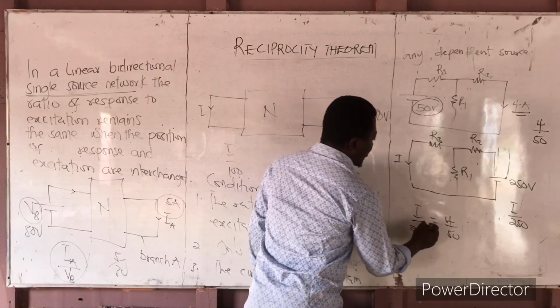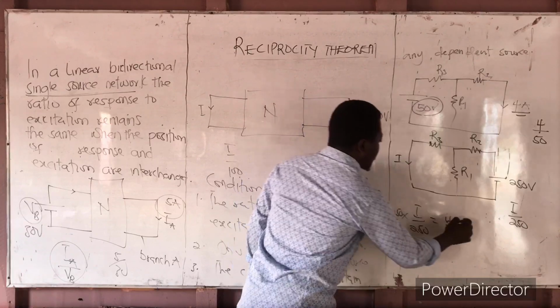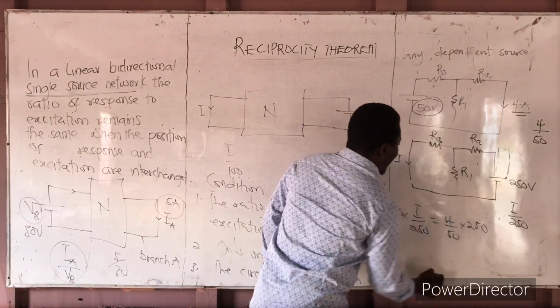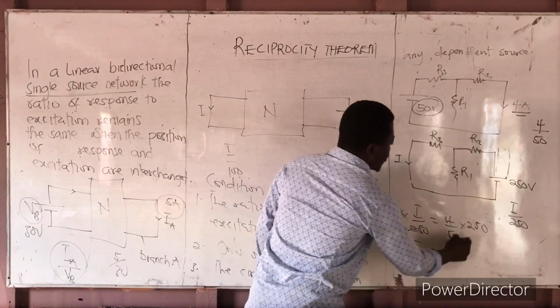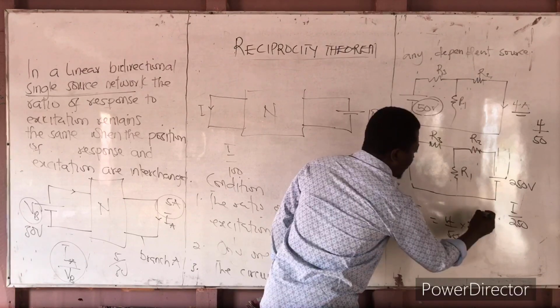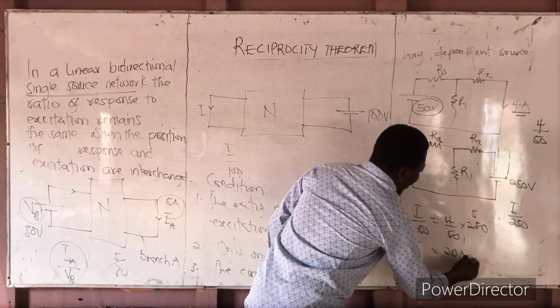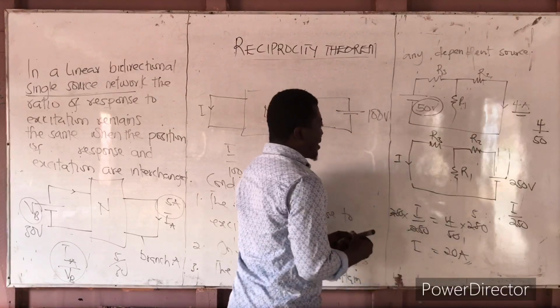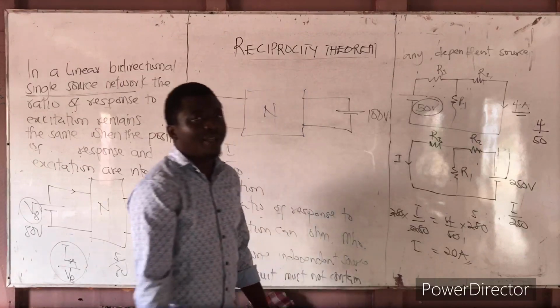Now you can multiply both sides by 250. Then you end up getting I is equal to 250 over 50 times 4. 250 over 50 is going to give you 5, and 5 times 4 is going to give you 20 ampere. So it means in this circuit, the I that they are expecting us to find is 20 ampere.